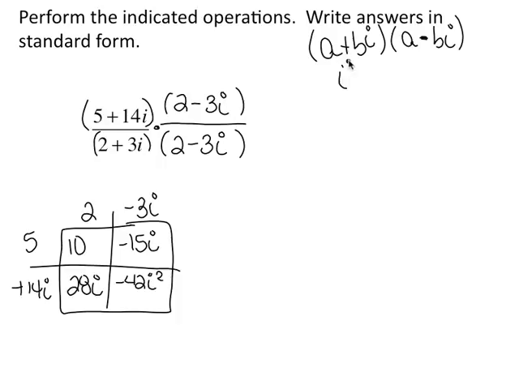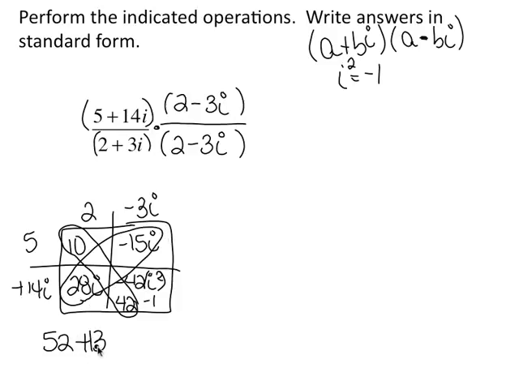Now remember that i squared is equal to negative 1. So I'm going to replace this i squared with a negative 1. So negative 1 times negative 42 gives us a positive 42. Now we can combine the 42 and the 10. That's 52. And then we can combine the 28 minus 15. So that's going to give us 13i. So 52 plus 13i at the top.